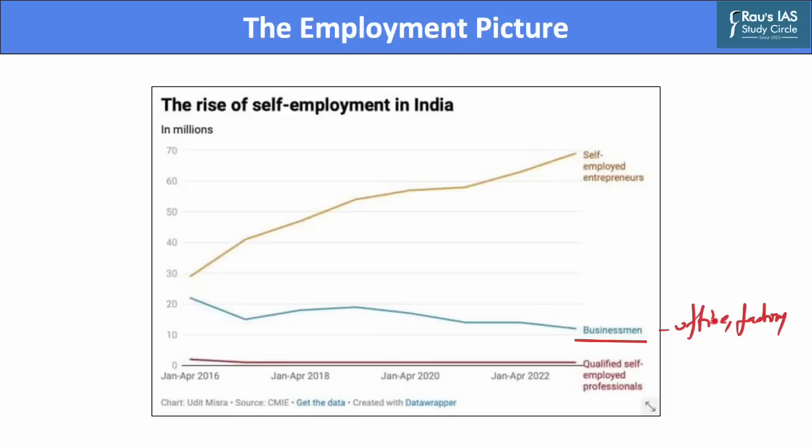The second category is termed as qualified self-employed professionals, and this category includes people who run their own professional enterprise and leverage their own expertise. These include people such as doctors, lawyers, consultants, chartered accountants, and so on.